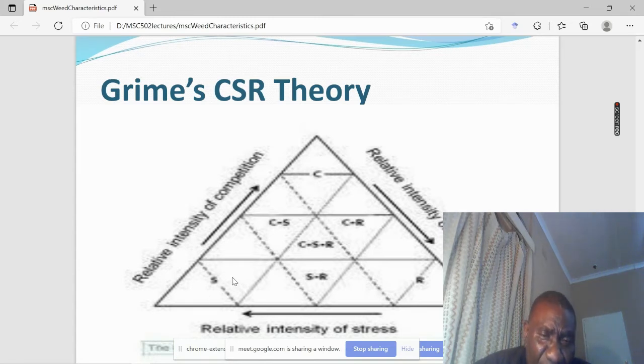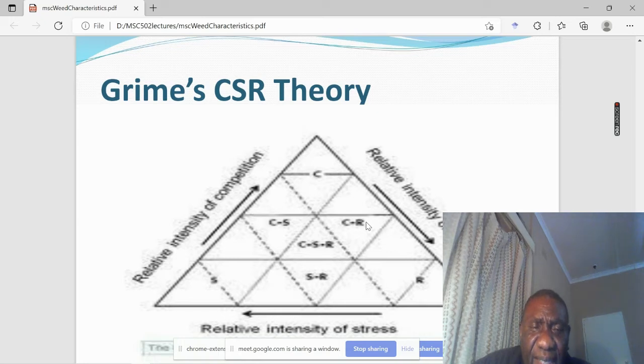The left corner where you have S, this is where you find trees and grasses which are stress tolerant, right? And these are quite stable. This is outside the agricultural field. Then you go to that corner here. This is where we have agricultural fields. R represents the weeds. This is the corner of the weeds. Also here we have some weeds, but probably occupying reduced tillage systems.